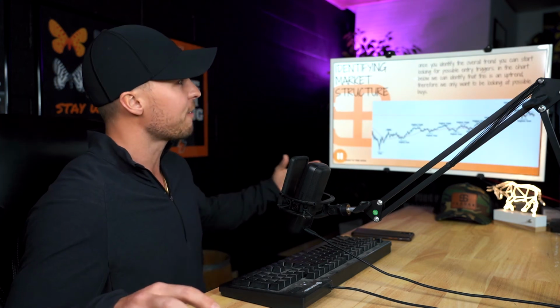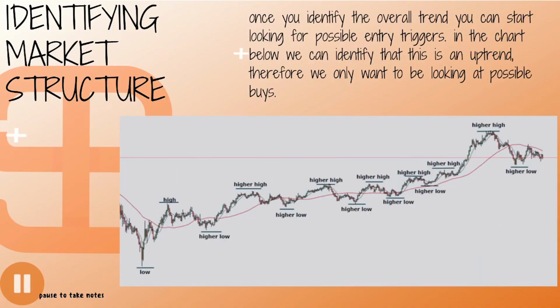Now, identifying market structure here. Once you identify the overall trend, you can start looking for possible entry triggers. On the chart below, we can identify that this is an uptrend. Therefore, we only want to be looking for possible buys. Now, how we can detect that this is an uptrend. Like I said earlier in the video, we have our low here, we have our high. Now, we're making a higher low because this low is not as low as the low to the left. Now, we come back up and make another higher high, which means this high is higher than this high right here.